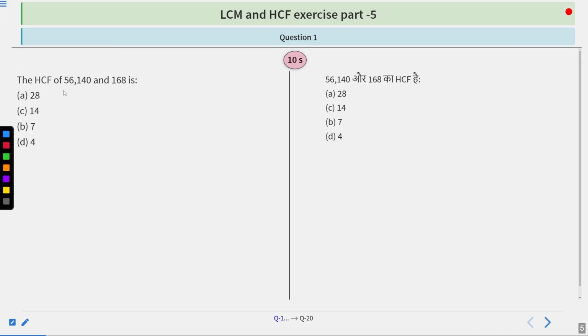The HCF of 56, 140 and 168 is, and the options are 28, 14, 7 and 4. These are the options.